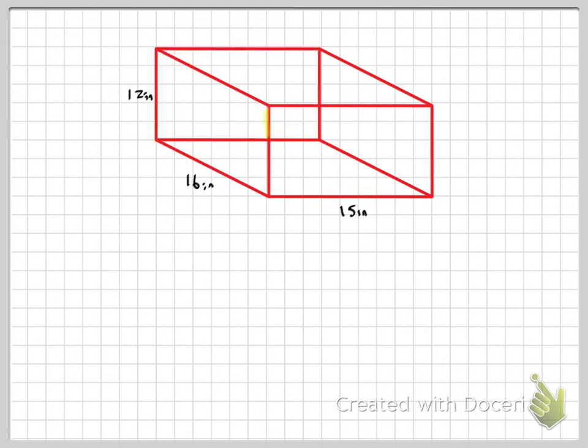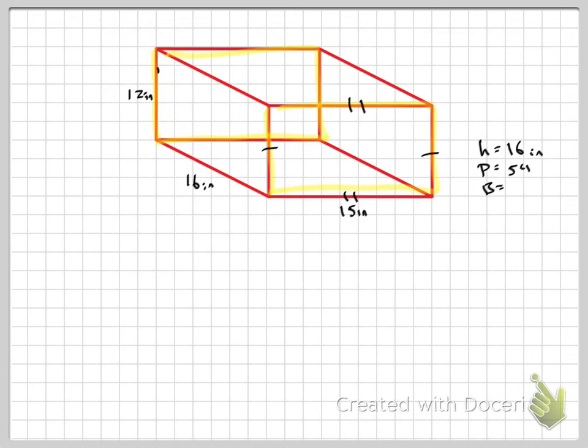It really doesn't matter. So first things first, the distance from base to base, so I'm going to have both my bases highlighted in yellow. So the distance between yellow to yellow is that 16 inches. So my height is 16 inches. My perimeter, well, if this is 12, then this is also 12. So the perimeter of my base is 15 plus 15 plus 12 plus 12 because opposite sides are congruent in rectangles. So 15 plus 15 is 30. 30 plus 24 is 54. So the perimeter of my base is 54.